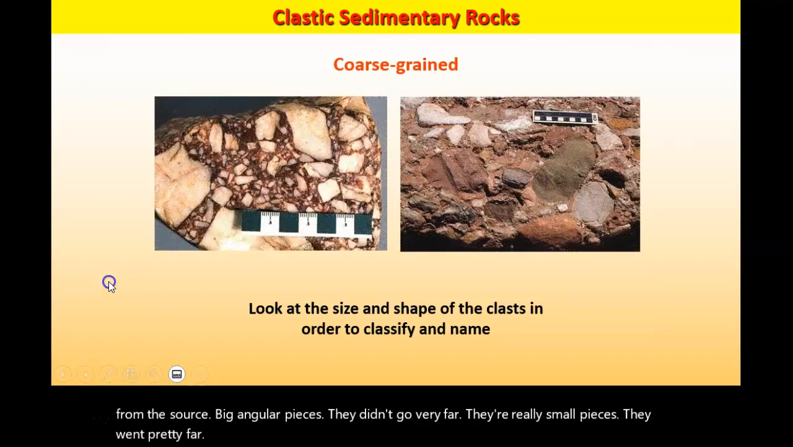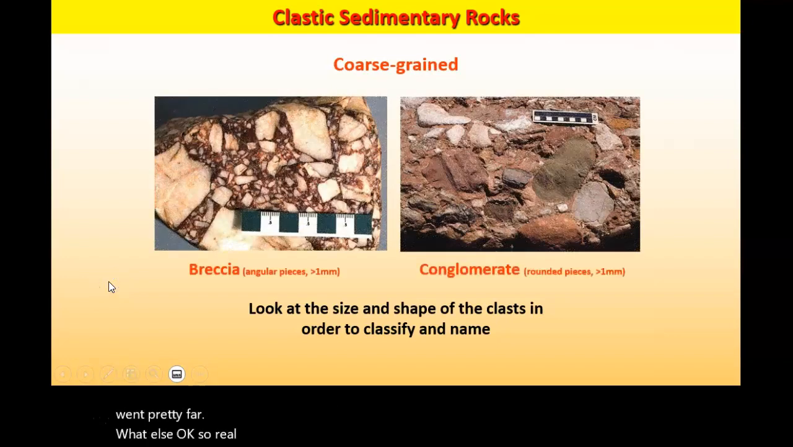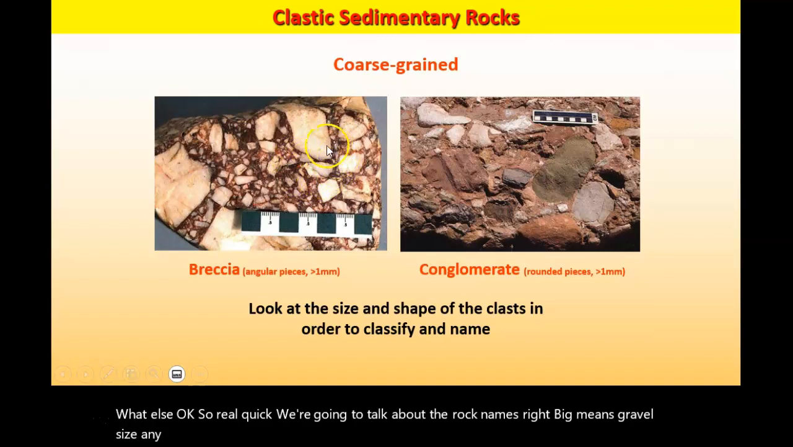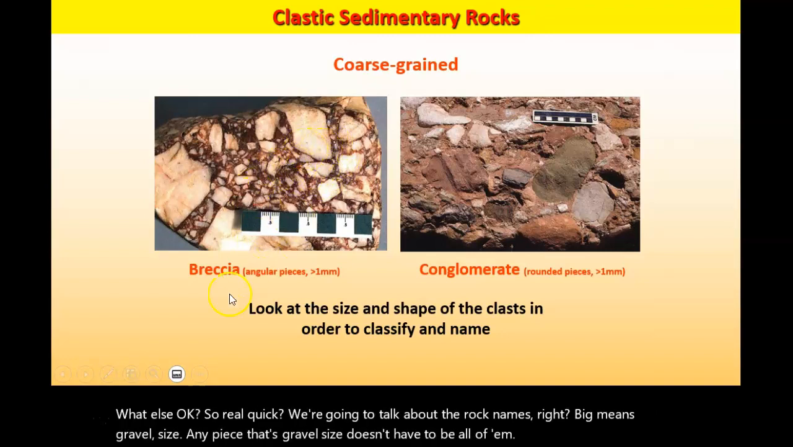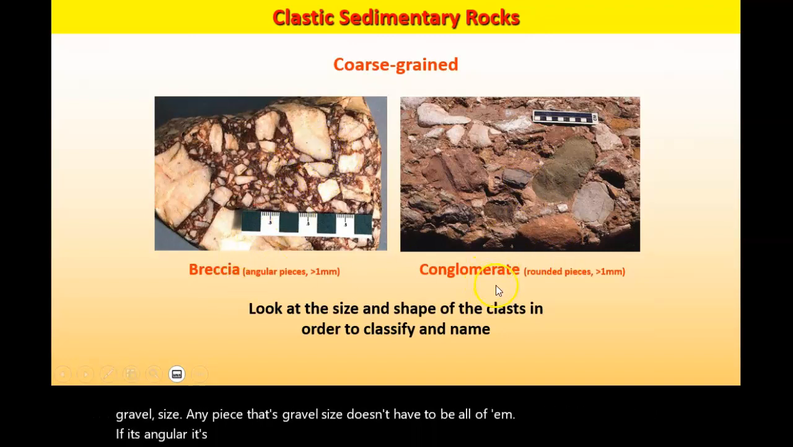What else? Okay, so real quick, we're going to talk about the rock names. Big means gravel size. Any piece that's gravel size doesn't have to be all of them. If it's angular, it's a breccia. If it's rounded, it's a conglomerate. This suggests water moved a pretty fair distance because it rounded.